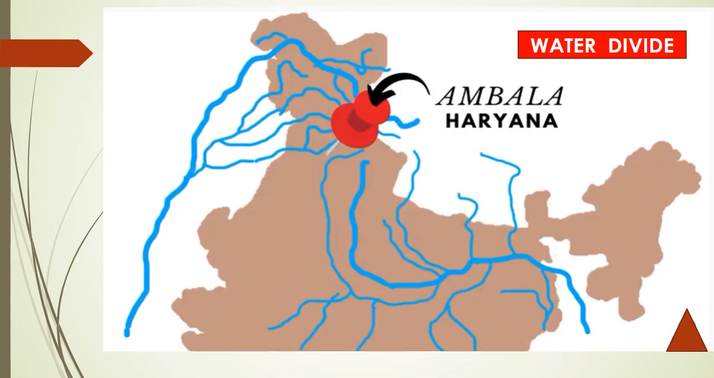Now children, we had learnt this word water divide. Whenever there is an upland or a mountain or a hill that divides two drainage systems. So you can see near Ambala there is an upland or a hill which divides the two drainage systems, Indus River and Ganga River. So Indus River flows westward and Ganga River flows eastward. So near Ambala, Haryana, we have a water divide.